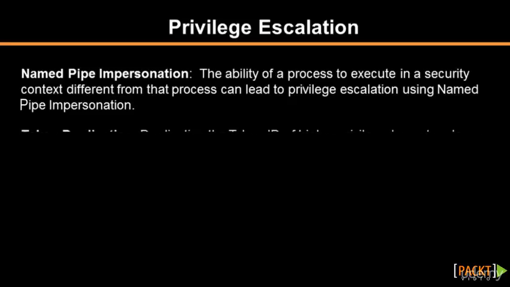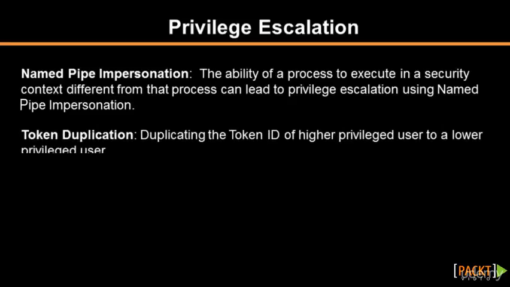The second type of escalation process is token duplication. Every user on the operating system is provided with a unique token ID. This ID is used to check the permission levels of various users of the system. Now, if a user with a lower privilege is able to duplicate the token of a user of higher privilege, that lower privilege user can behave as a system administrator.